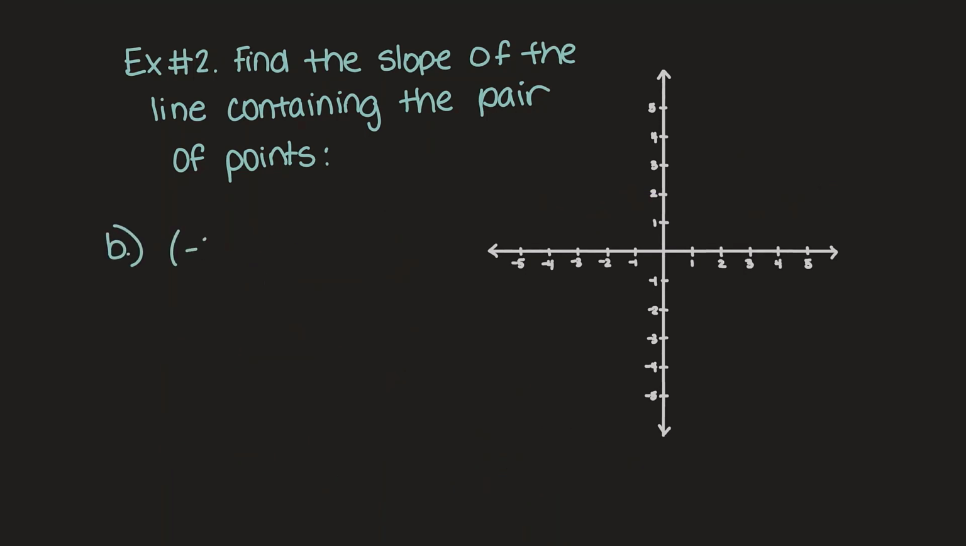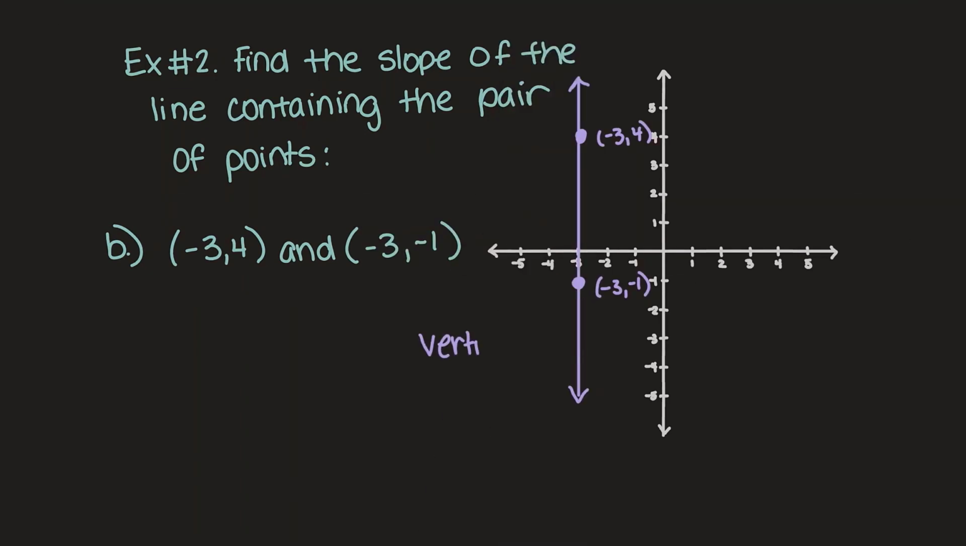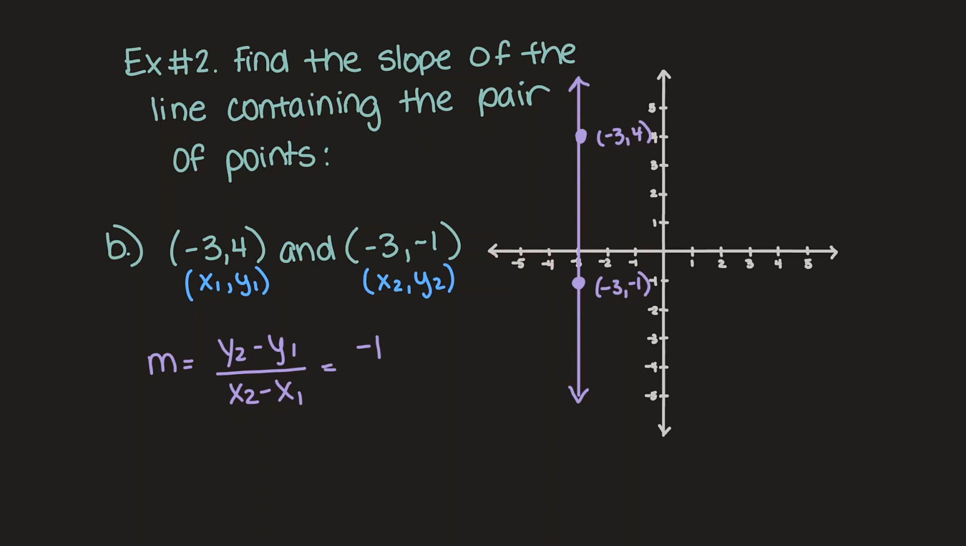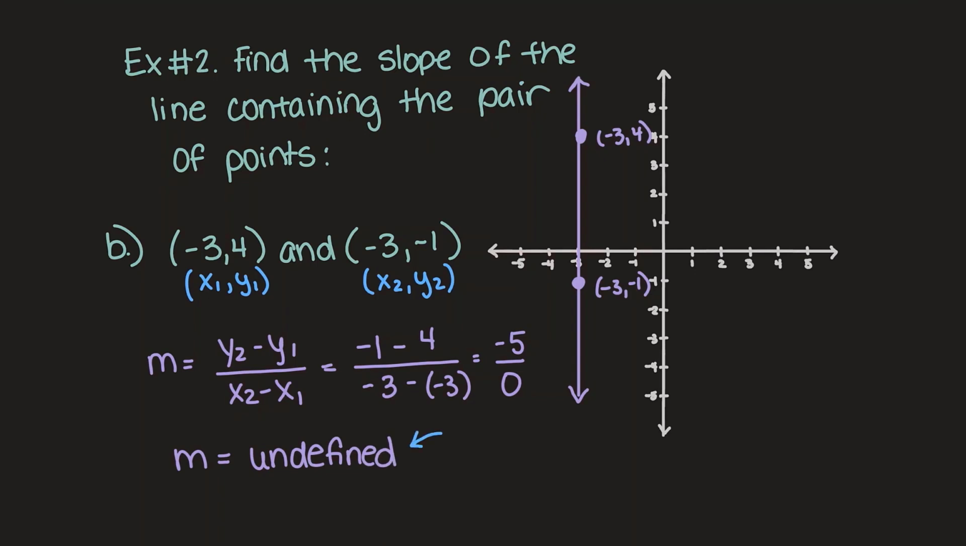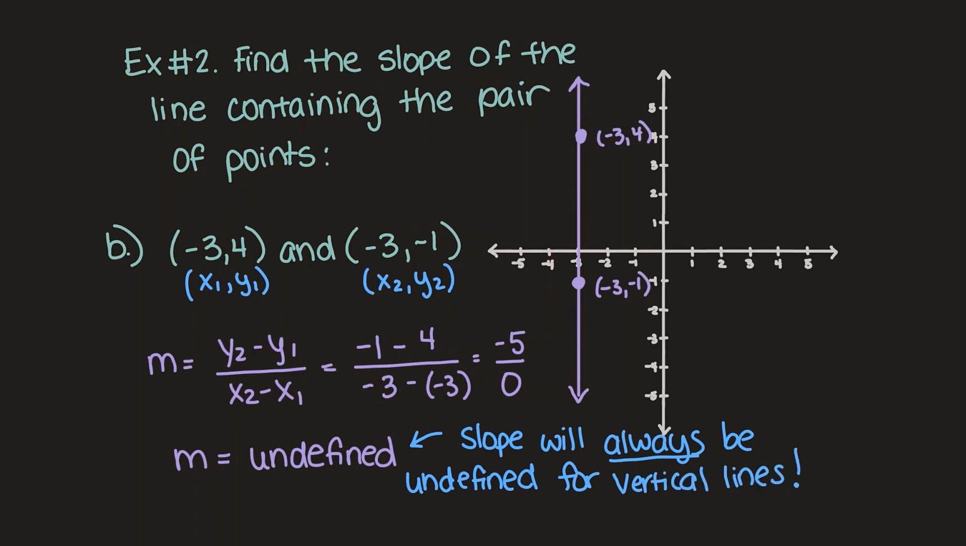Okay, now let's find the slope for these points. Graphing, we get a vertical line. And again, we can use the slope formula to find our slope. Plugging in our points, we get -5/0. And since we can't ever divide by 0, our slope is undefined. And the slope will always be undefined for vertical lines.